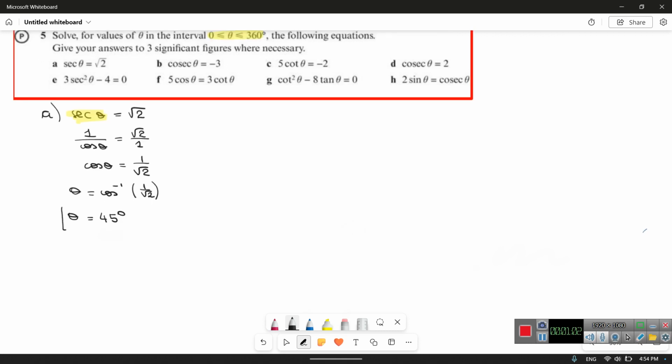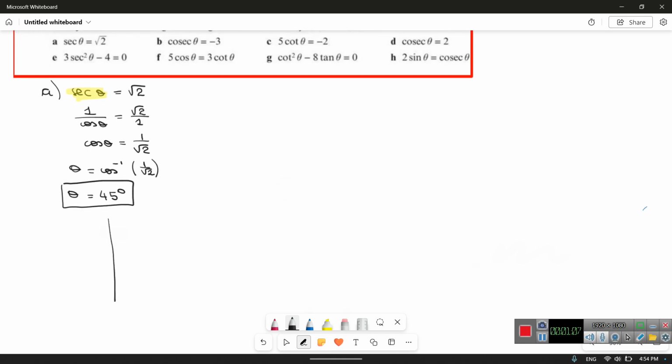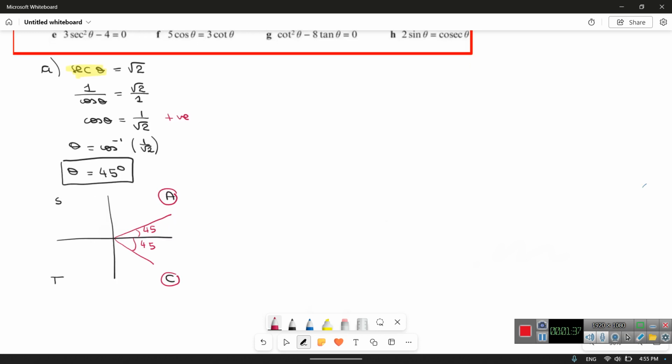Now I'm going to use the quadrants to read all my values. So we have all, sine, tangent, and cosine. We would like to find all the values where cos is positive. Cos is positive in the first and the fourth quadrant. So I'm going to draw angles with the horizontals. These angles are going to be 45 degrees. And I'm going to read out all my solutions from here.